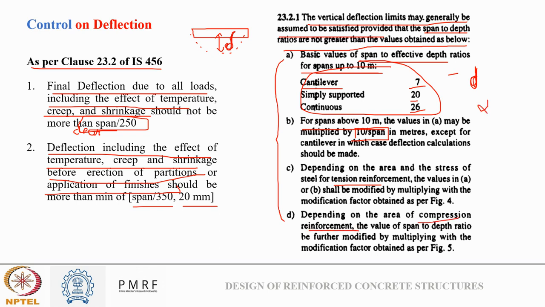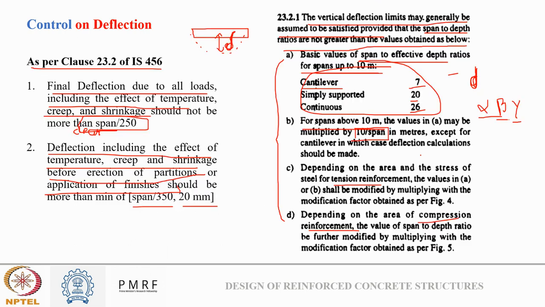So there are modification factors alpha, beta, gamma you can define, and these will be calculated based on the reinforcement that we are providing. So finally, when we check whether our deflection is under the limit or not, we need to multiply these factors and check again. Today, in one of the numericals, we'll see how this whole thing is taken into account.